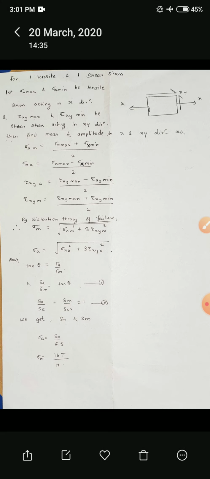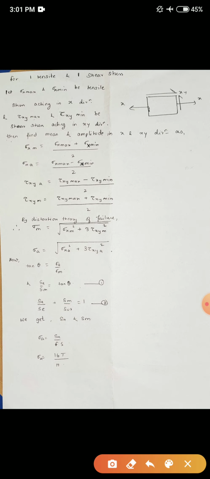Now going with the second type, in which one direction is applied with a tensile stress and the other direction is applied with the shear or torsional shear stress, torque. Now let sigma x max and sigma x min be the tensile stresses acting in the x direction, and tau xy max and tau xy min be the torsional shear stress acting in the xy direction. Now we find mean and amplitude in the x and xy directions separately.